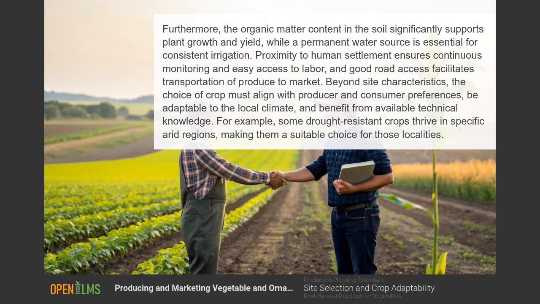Furthermore, the organic matter content in the soil significantly supports plant growth and yield, while a permanent water source is essential for consistent irrigation. Proximity to human settlement ensures continuous monitoring and easy access to labor, and good road access facilitates transportation of produce to market. Beyond site characteristics, the choice of crop must align with producer and consumer preferences, be adaptable to the local climate, and benefit from available technical knowledge. For example, some drought-resistant crops thrive in specific arid regions, making them a suitable choice for those localities.